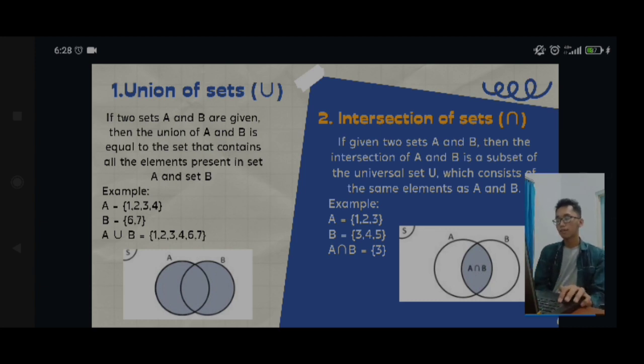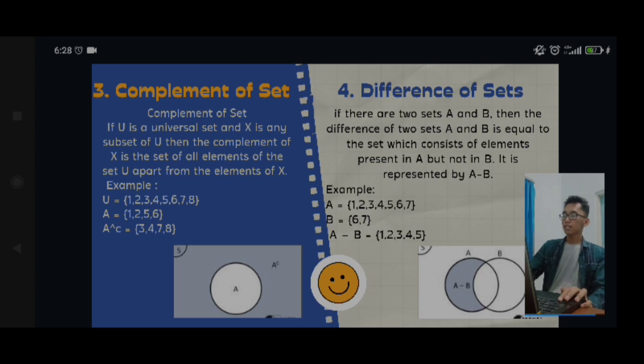Next is the complement of a set. If U is the universal set and X is any subset of U, then the complement of X is the set of all elements of the set U apart from the elements of X. This is very difficult, but there actually is a simple way to describe it. For example, if U is 1, 2, 3, 4, 5, 6, 7, 8, but A is only 1, 2, 5, 6, which is not all of U.